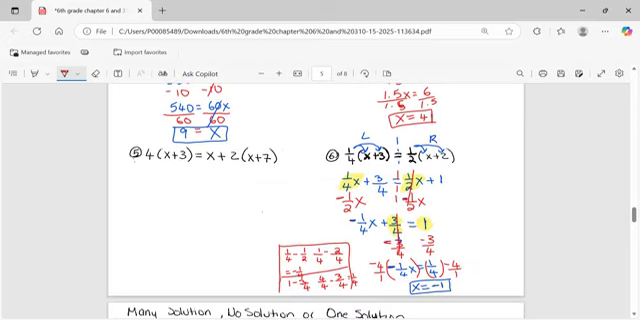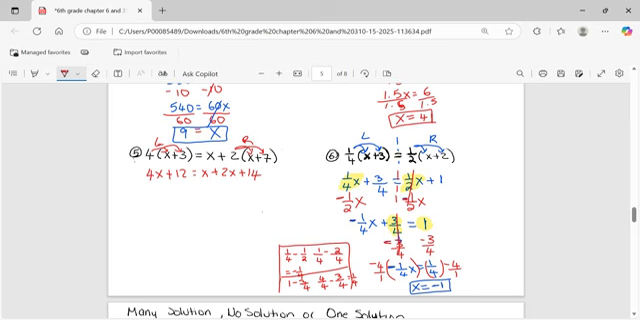Now, lastly, we're going to do number 5. There are parentheses on the left and on the right. So I am going to, step 1, distribute. I'll have 4x plus 12, and that's equal to x plus 2 times x, which is 2x, and then 2 times 7, which is 14. I am not done simplifying on the right.